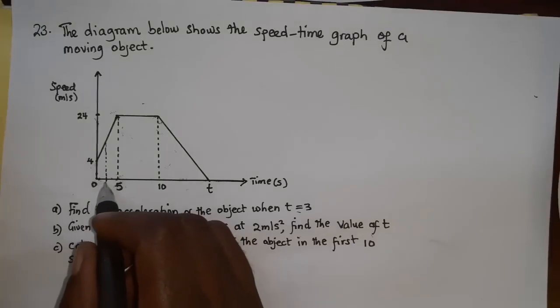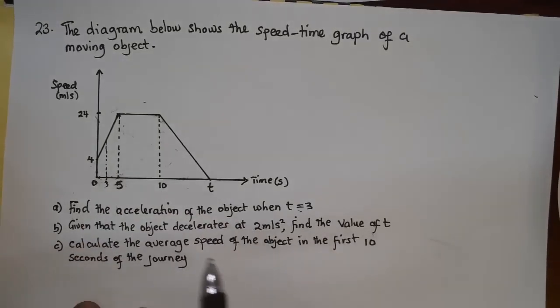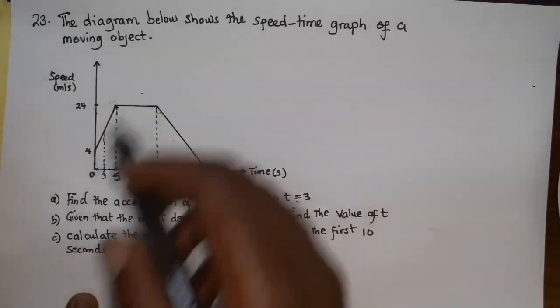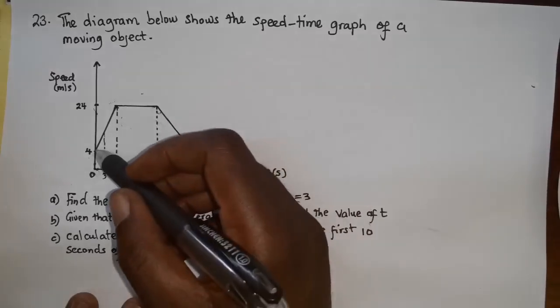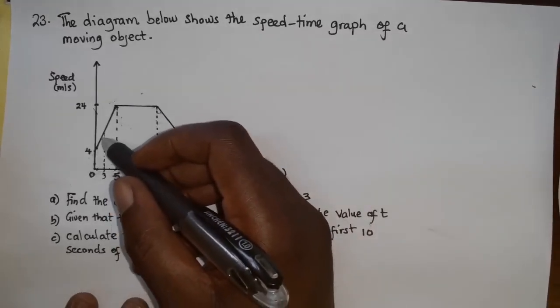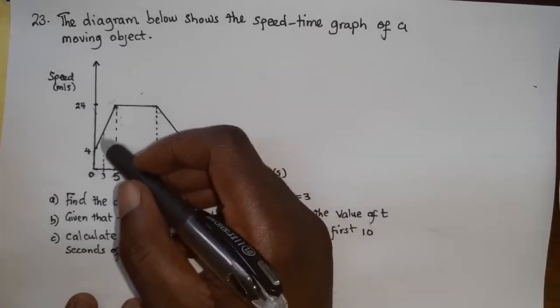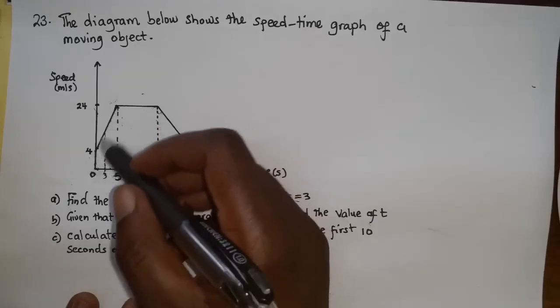Where t equals, that's what we're talking about. Now, acceleration is the same as the gradient. Acceleration is the same as the gradient here. So all these points that are on this line have the same acceleration.